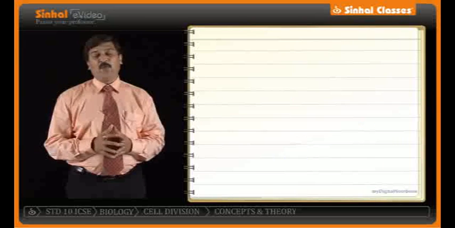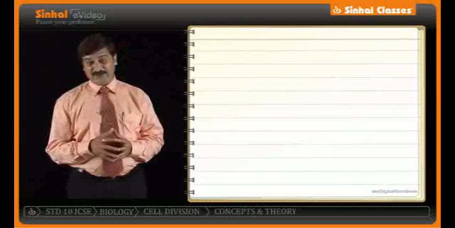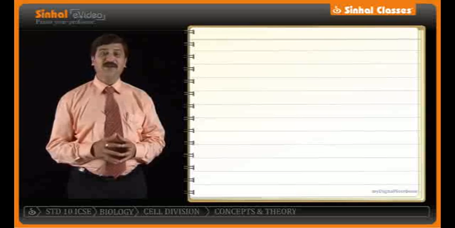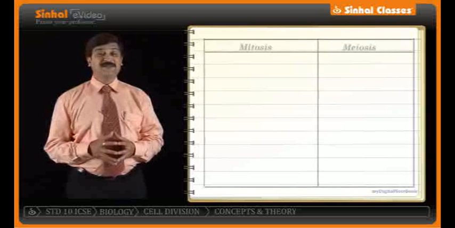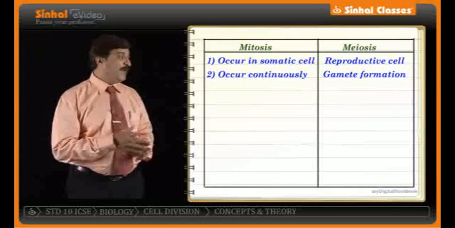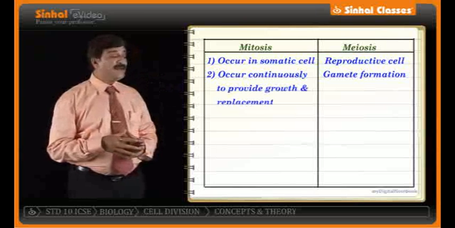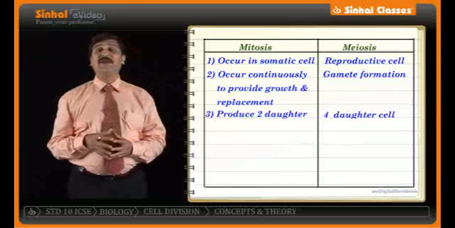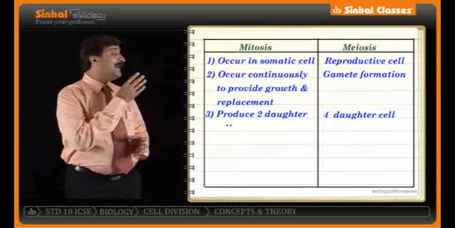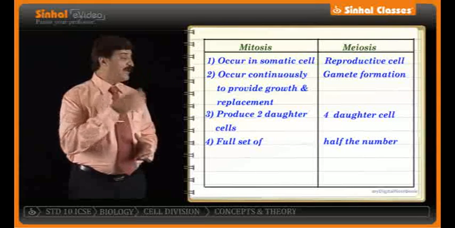But let us compare the differences that we find between mitotic division and meiotic division, because such types of questions would definitely feature in our exam. So here on the monitor are the points for mitosis and meiosis. Mitosis occurs in somatic cells, while meiosis occurs in reproductive cells. Mitosis occurs continuously to provide growth and replacement. Meiosis will result in gamete formation. In mitosis, 2 daughter cells are produced. In meiosis, 4 daughter cells are produced.